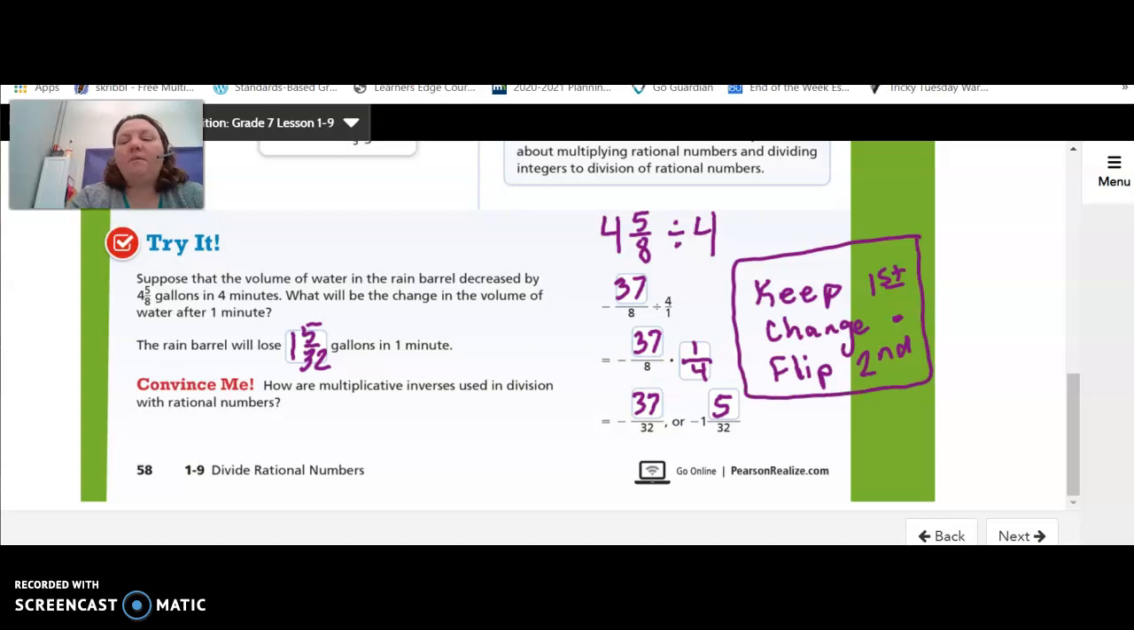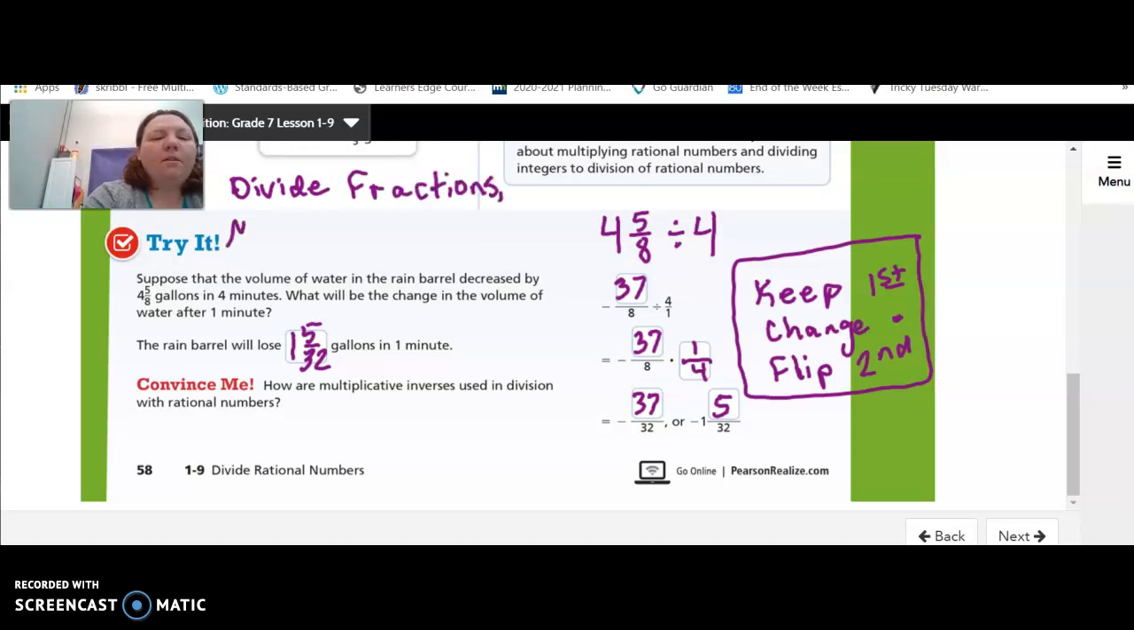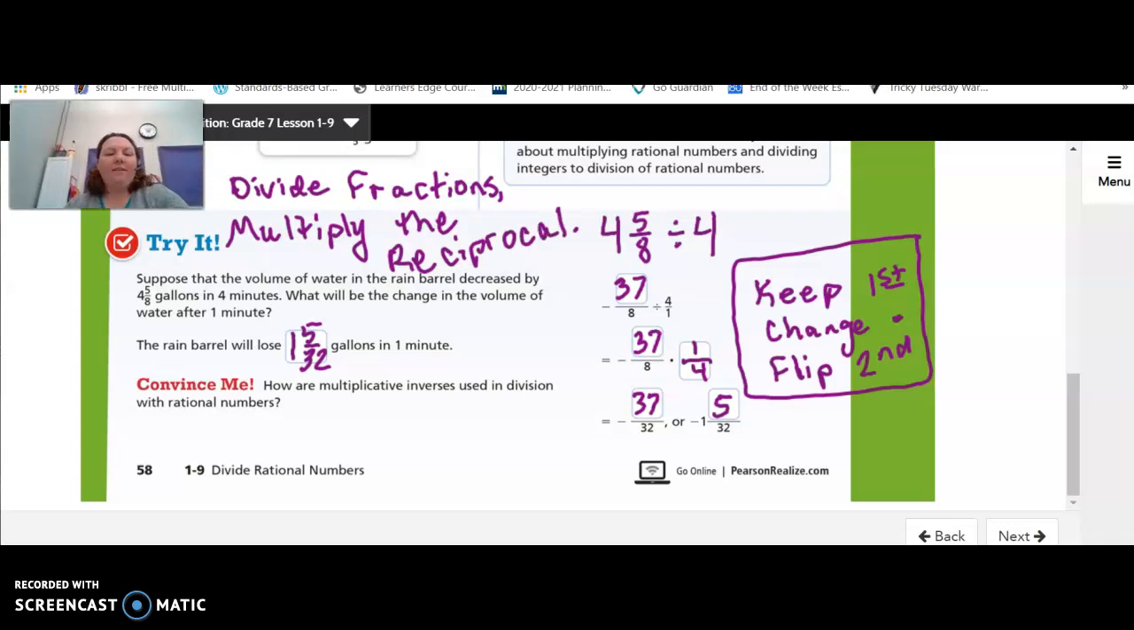Okay, so just one more time to remind you, if we have to remember one key thing from this example, it's this keep flip change. Okay, we keep the first, we flip the second, we change to multiplication. So another way to say that is to divide fractions we multiply by the reciprocal. Okay. To divide fractions, we multiply by the reciprocal. All right, let's look at a few more examples.